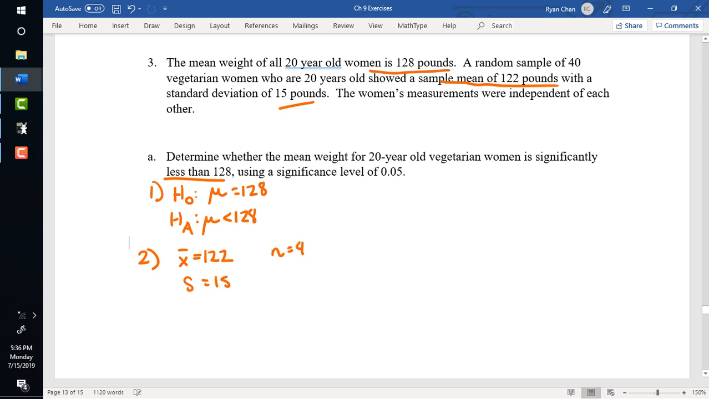N is equal to 40 because I have a random sample, so that means my degrees of freedom, I'm subtracting 1, is 39. I'm going to do my SE, which is S over square root of N, or 15 divided by square root of 40.